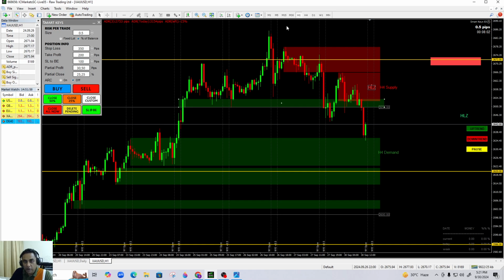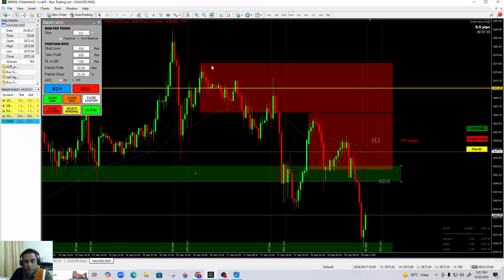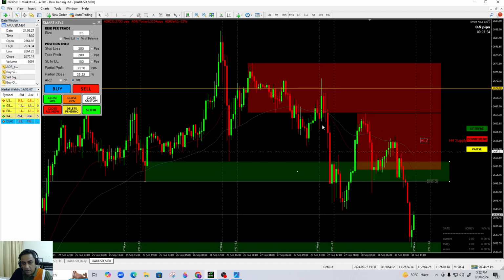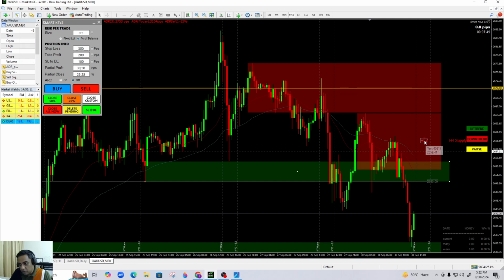The base you will find on the M30. If you go down to the M30, you'll find the base. That's the base, right there. So that's the base, right? And this move broke right through it. So that too becomes a high liquidity zone. Okay, so that becomes a high liquidity zone.